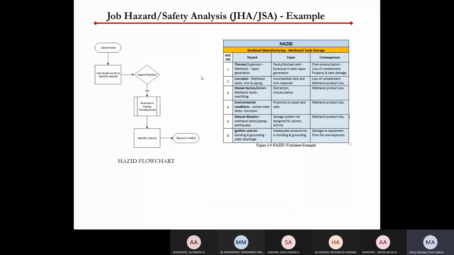So this is an example of a JHA, which is called Job Hazard Analysis, or JSA, Job Safety Analysis. Now, as for the hazard, you can see this is for diesel manufacturing, methanol tank storage. First, you identify the hazard, the cause of the hazard, and then the consequences of the hazard, all right? If you're going to go further to risk assessment, then you're going to have to identify their likelihood.